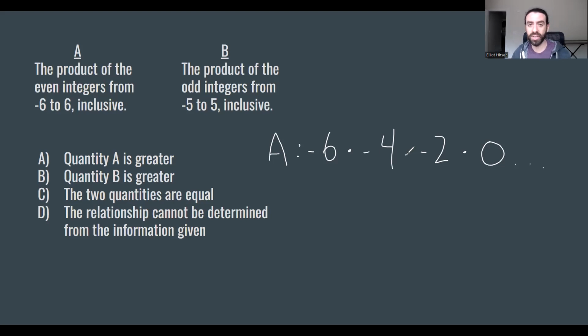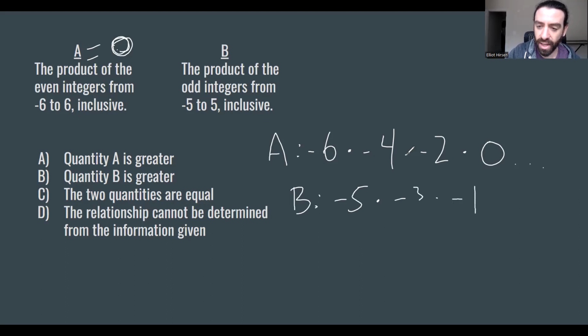And no matter what else I multiply by, 2, 4, 6, we could keep going forever if we wanted to, the product is going to remain 0. Okay, so that's what they want you to recognize here. Quantity A is going to be equal to 0 because 0 is in that list of numbers that we're multiplying. Let's take a similar number properties only sort of approach to quantity B. Okay, so in quantity B, we've got -5 times -3 times -1. And then the next one would be 1. We keep going from there.